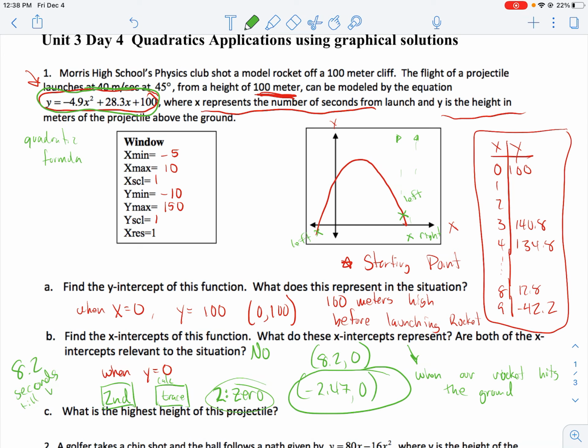till it hits the ground. Okay, that's what the question's asking there. Okay, find the x-intercepts. We did. What do the x-intercepts represent? Where our graph hits the ground.